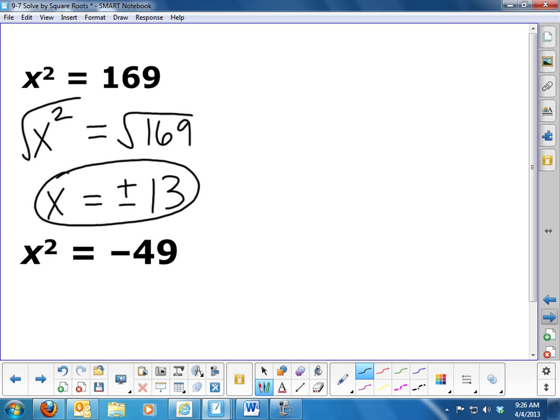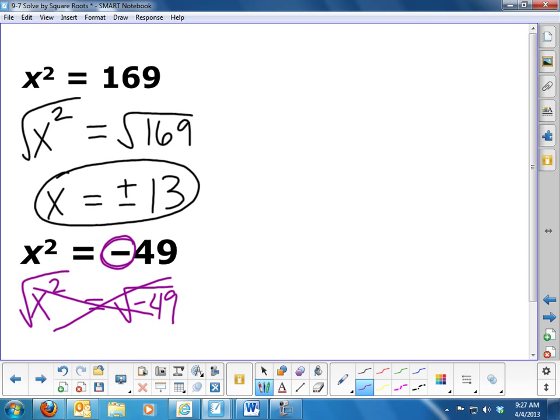All right, we have another fairly simple example, but there's a trick here. I notice immediately that I have this negative 49. That says something to me. So I'm going to take the square root of x squared. I'm going to try to take the square root of negative 49. What number, when multiplied by itself, is going to give me negative 49? Negative 7 times negative 7 is positive 49. 7 times 7 is positive 49. This cannot be done. How do we say this? No real solutions.